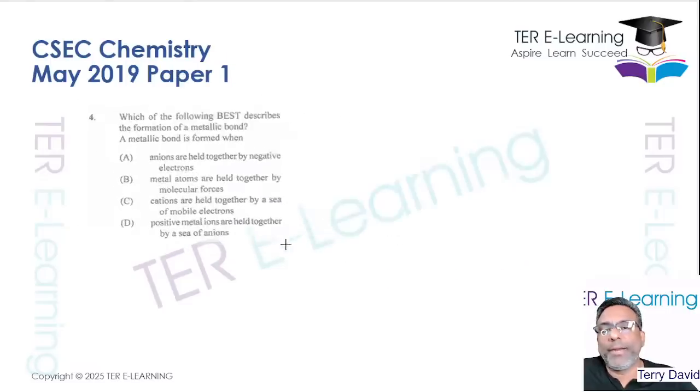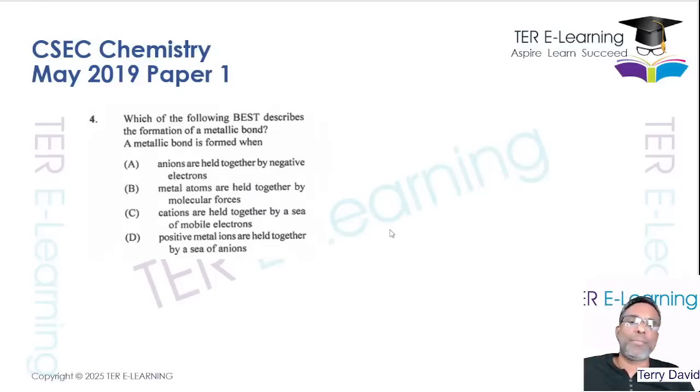What about question 4 here? Which of the following best describes the formation of a metallic bond?